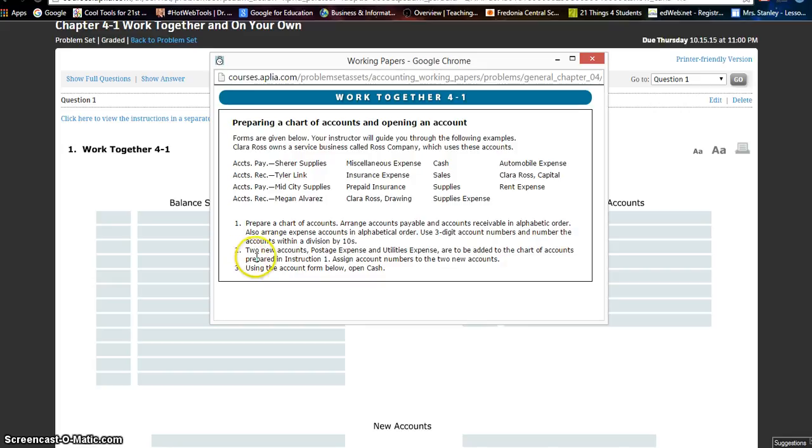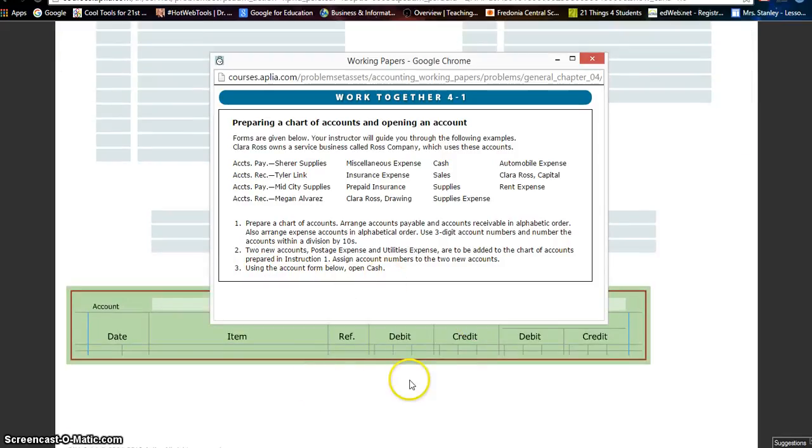In step 2, we're going to have 2 new accounts called postage expense and utilities expense. So in addition to these accounts up here, we're going to have to add these 2 expense accounts. And then in the third instruction, use the account form to open up cash down here below.